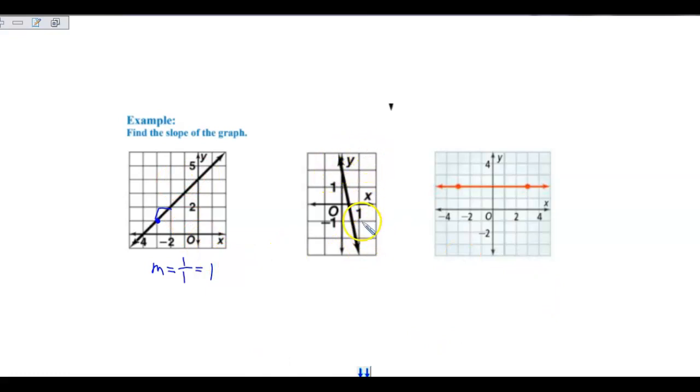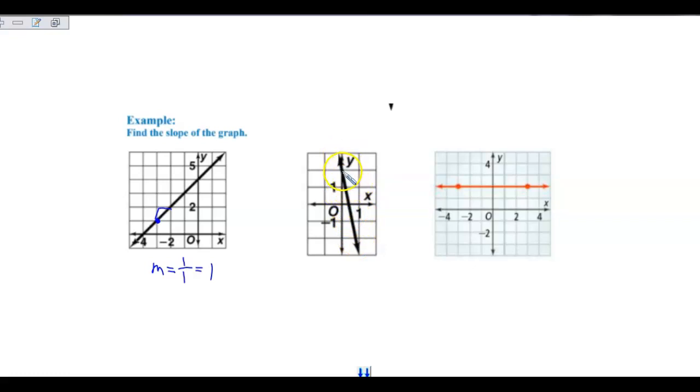Then we have this one. Oh, and this one we know it's going up. As it's going across, it's going up. It's positive, and I did have a positive answer. This one is sloping down. So it's going to have a negative slope.